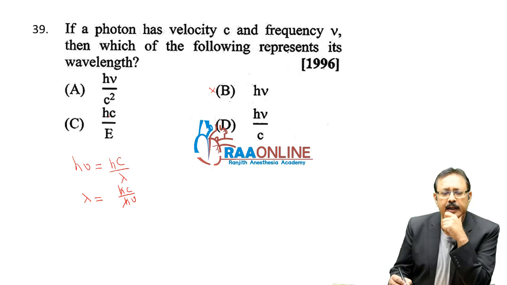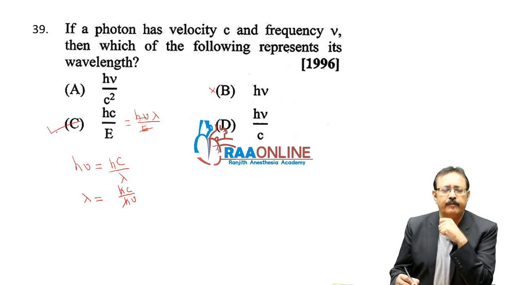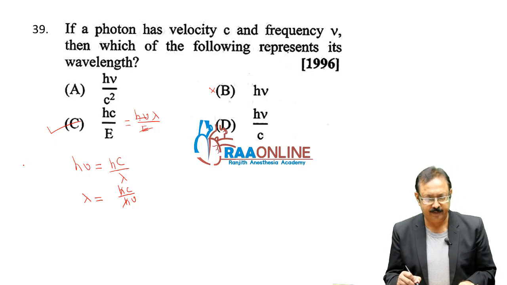hc is energy, h nu is energy. So we can write this as c nu by lambda. Velocity, yes, we can write this: v is equal to nu lambda. And h nu is energy. Energy will cancel with energy. Yes, we got the wavelength in C.